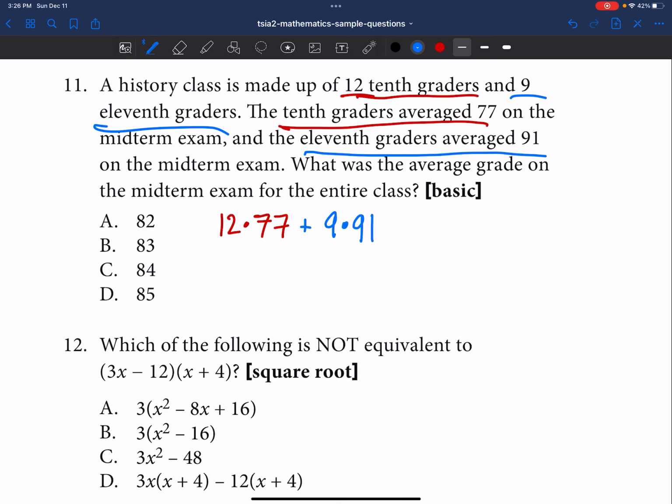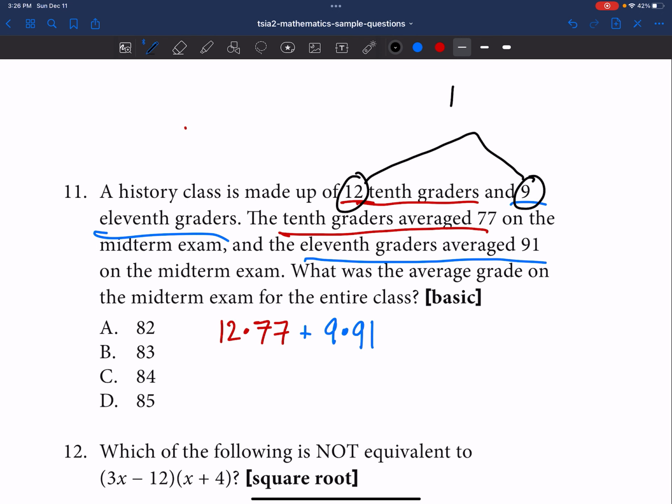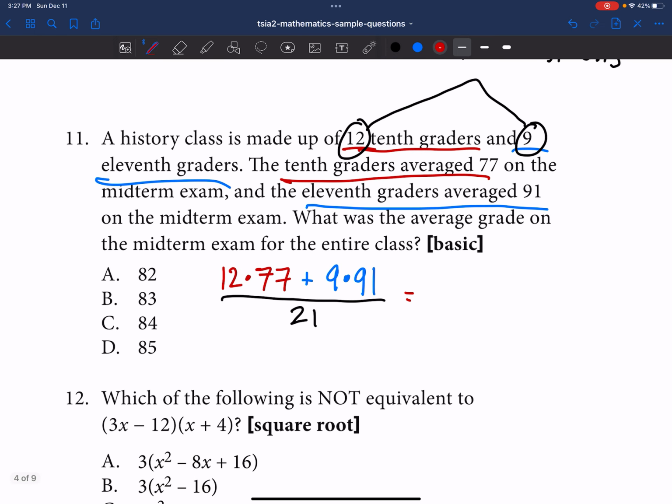Now, how many are there total, right? Let's see, there's 12 10th graders and 9 11th graders. Means that there are 19 total. Oh, sorry, not 19, 21, sorry. 12 plus 9 should get you 21 total students. Okay? And so I'm going to divide this by 21. All right.